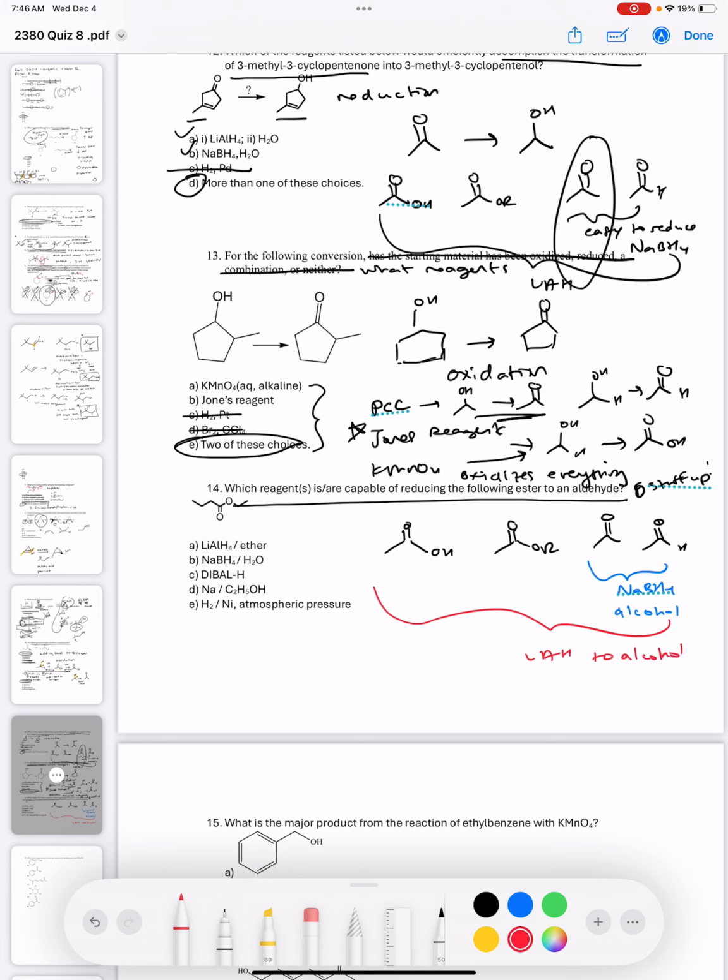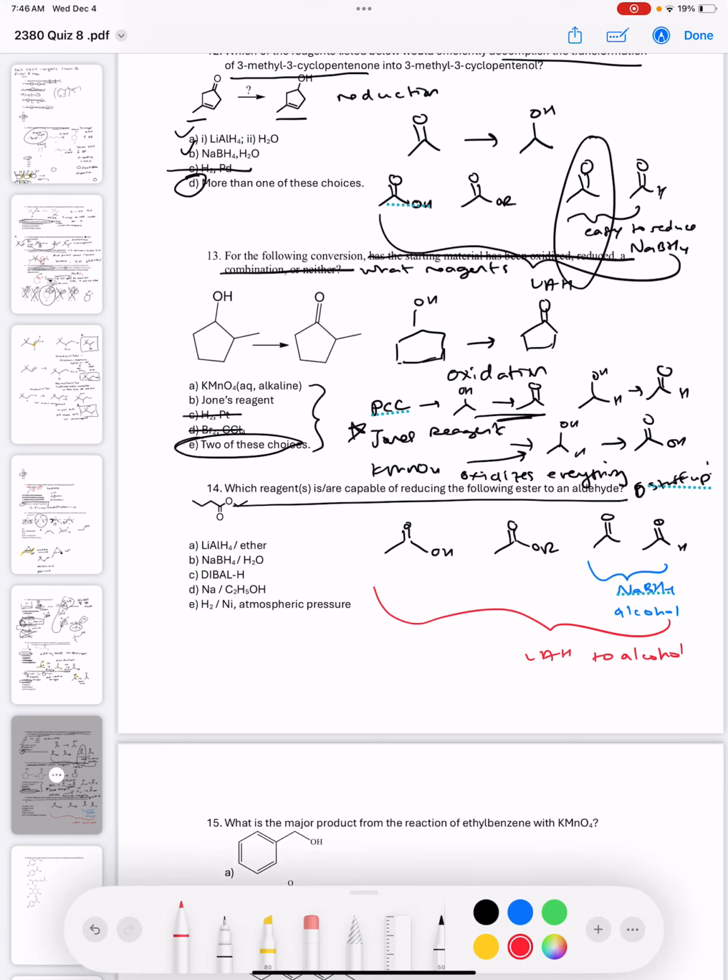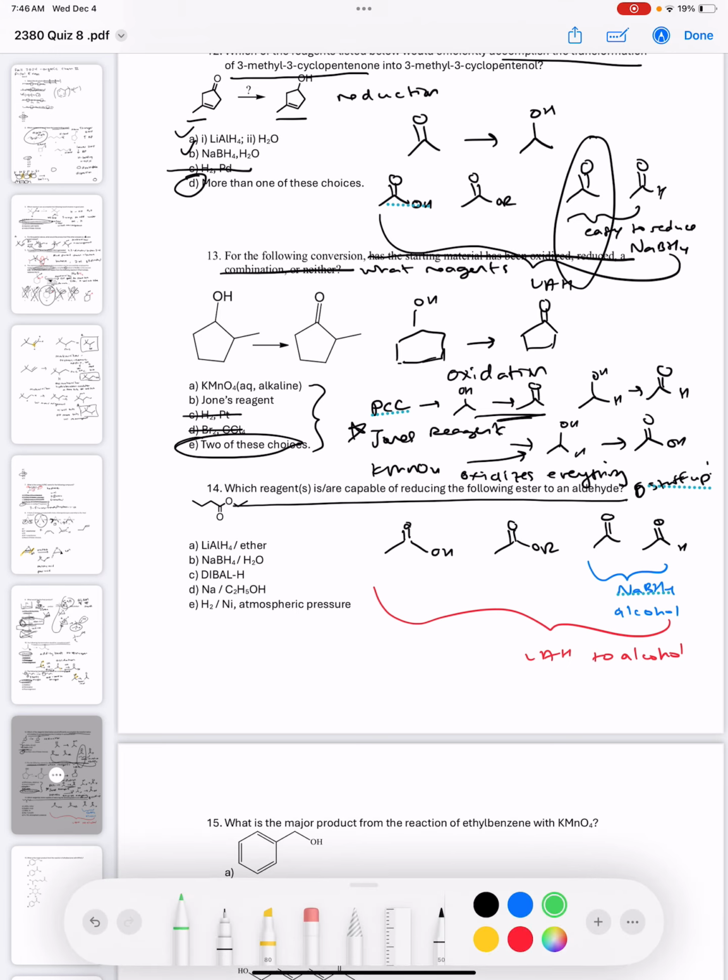But what we didn't talk about is how Diels-Alder can take these to an aldehyde. So what we didn't talk about in the earlier question, we did talk about that in class. So if I'm looking at this ester, LAH is going to take it all the way to an alcohol. So that's not our answer because we want an aldehyde.